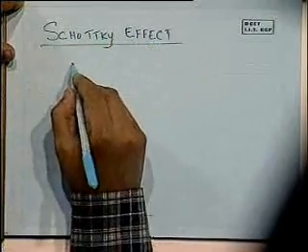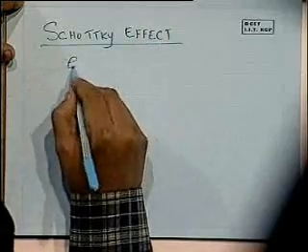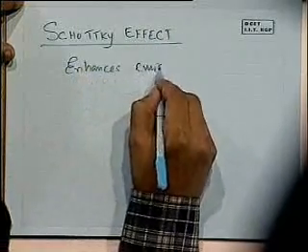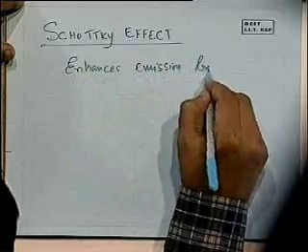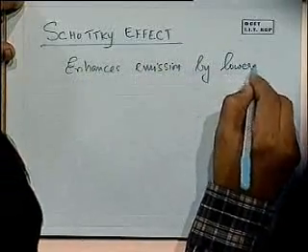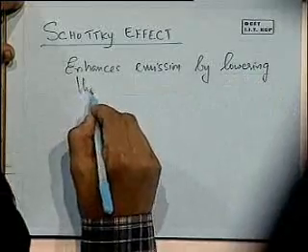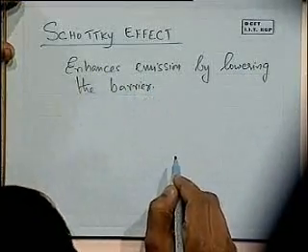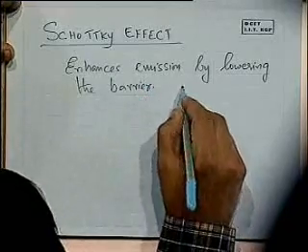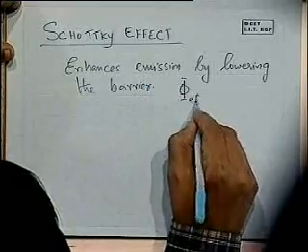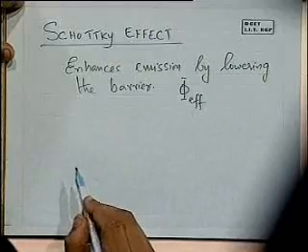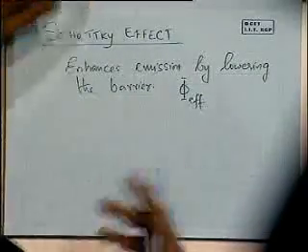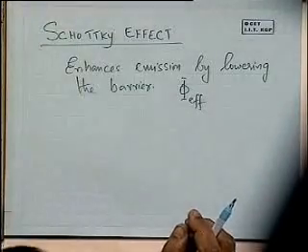And it turns out that it enhances the emission by lowering the barrier. So instead of having phi, now we have a barrier that is phi effective, a lower barrier than the barrier in the absence of a field. So the application of that voltage lowers the barrier.